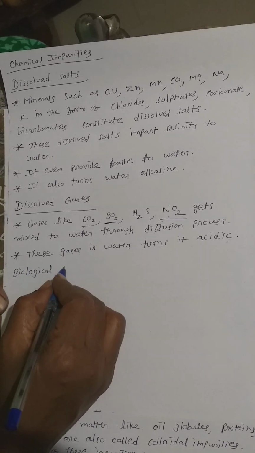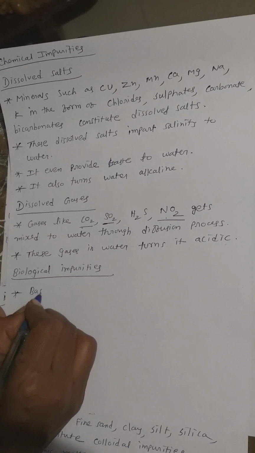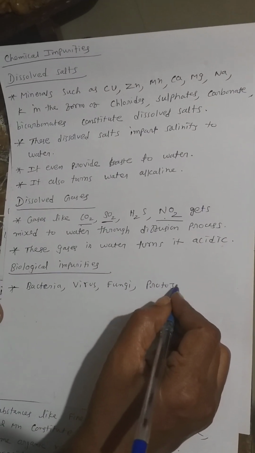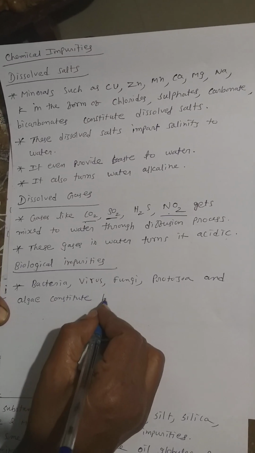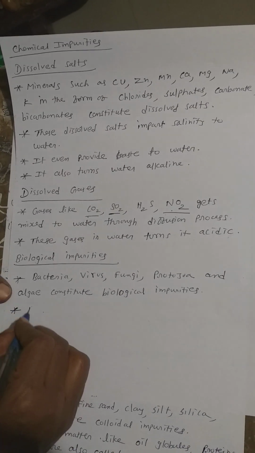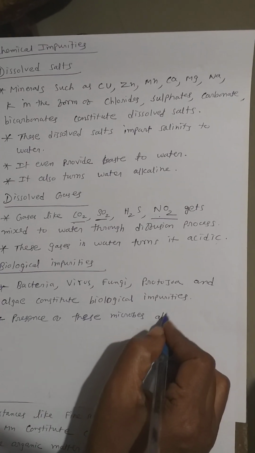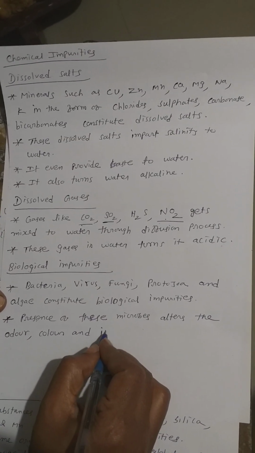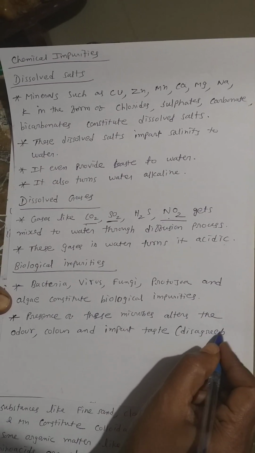Next sort of impurity is biological impurities. Bacteria, virus, fungi, protozoa, and algae constitute biological impurities. So presence of these microbes alters the odor, color, and imparts taste, that too disagreeable taste, to water.